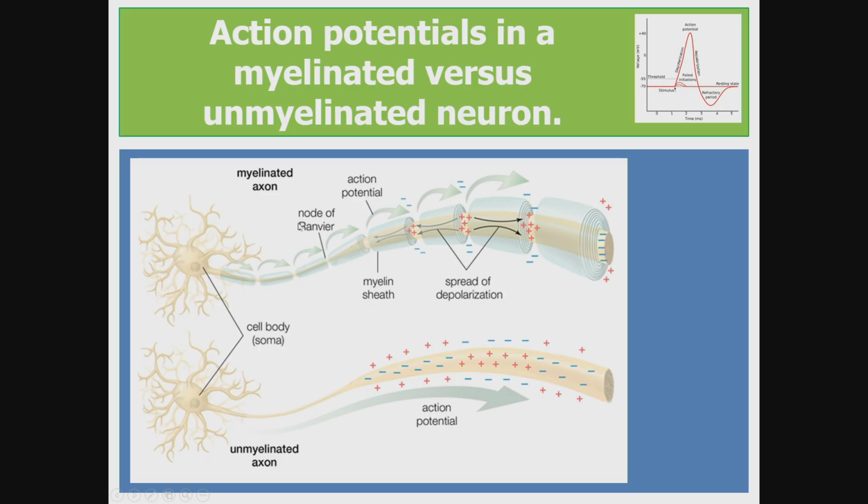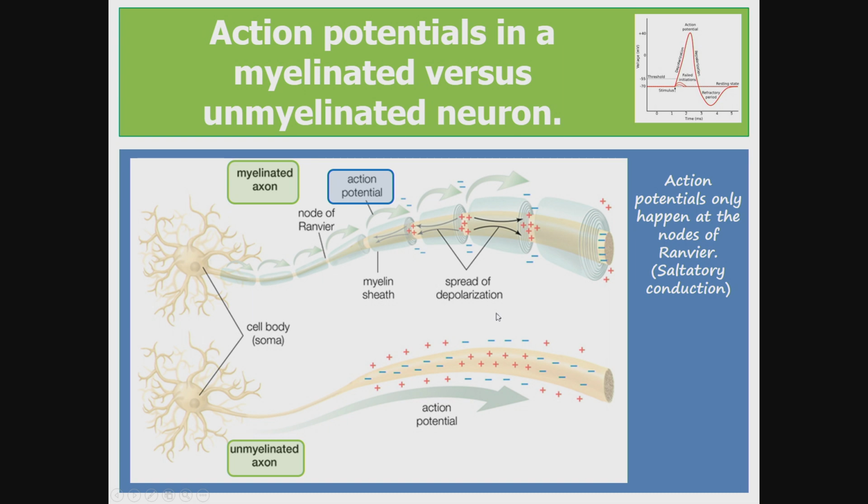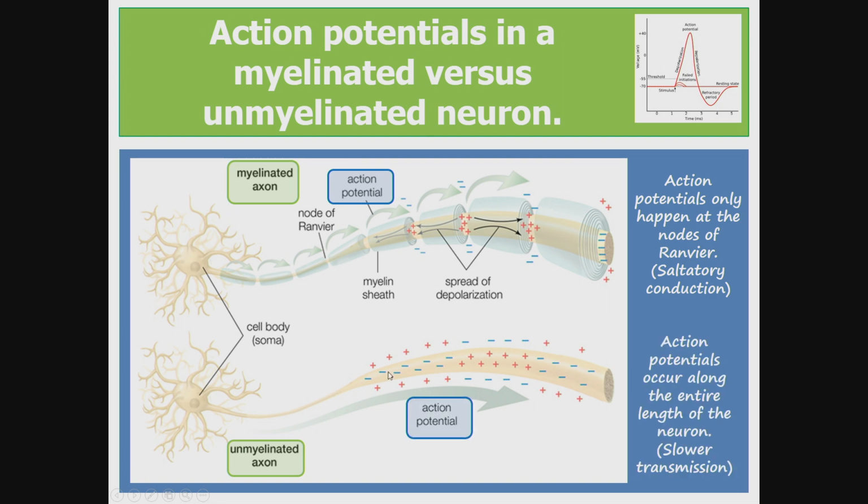Action potentials in a myelinated versus an unmyelinated neuron. So in the myelinated neuron, the action potentials only happen at the nodes of Ranvier through saltatory conduction. And remember that at the nodes, it helps to propagate the action potential. In an unmyelinated neuron, the action potentials occur along the entire length of the neuron, which means there is slower transmission.